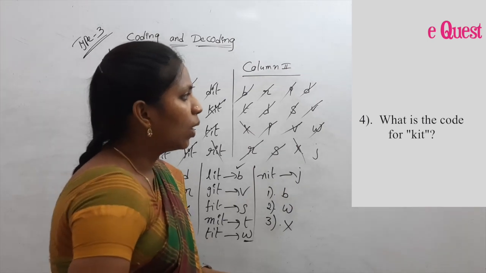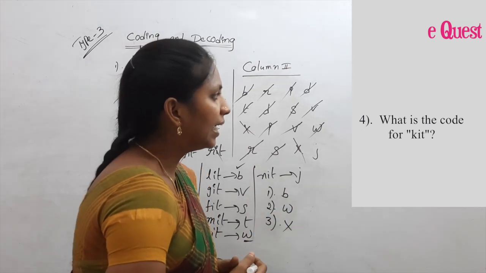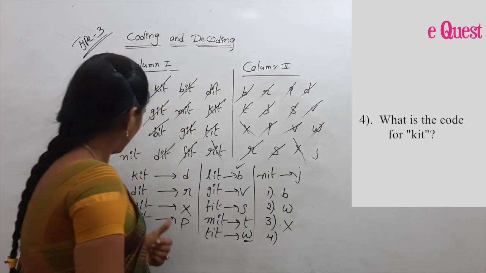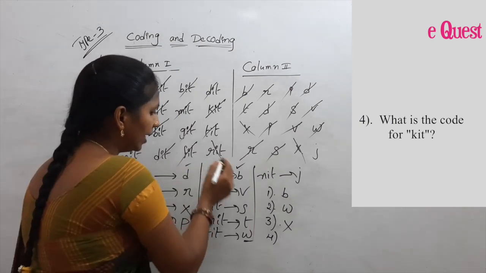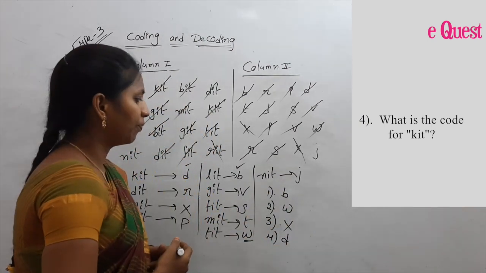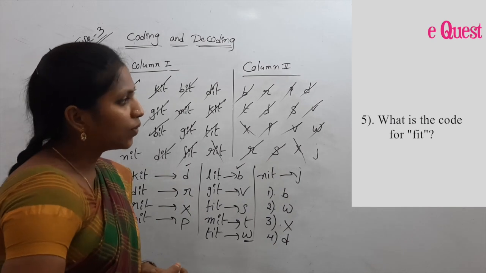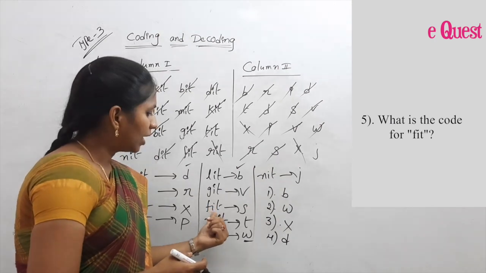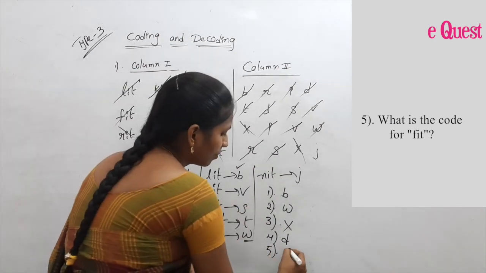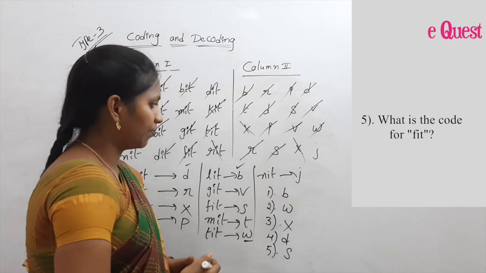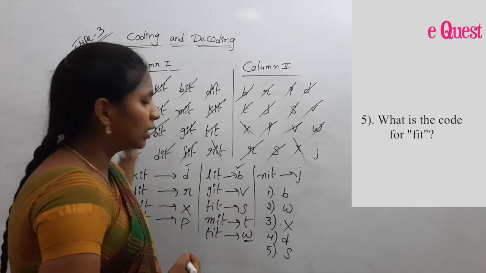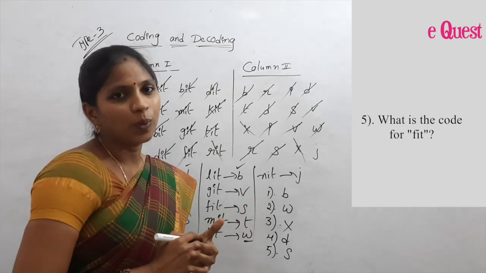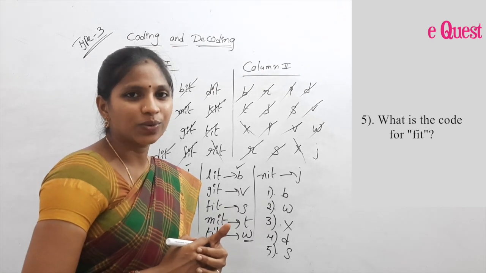And next question, what is the code for kit? Fourth one. See here, D. D is the code for kit. Next one is, what is the code for fit? S. Code for fit is S. After finding the words and corresponding codes, you can easily answer the questions below. Let us move to the next question.